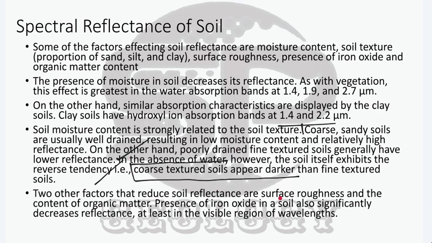So, two other factors reduce the soil reflectance. There is surface roughness, you know, diffusive reflection and specular reflection. The rougher the surface, the more diffusive reflection, and the more the diffusive reflection, the less energy you will get. And the more the content of organic matter, the less the reflectance. Presence of iron oxide in a soil also significantly decreases reflectance. These things you have to write in 5-mark or 10-mark questions. This is spectral reflectance of soil. Everyone getting it?